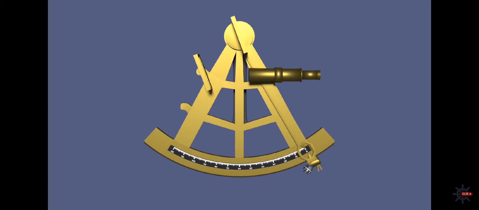The clamp is used to release the scale so the index arm can move more freely. You need to release the scale by using the clamp when you're wanting to take a sight.